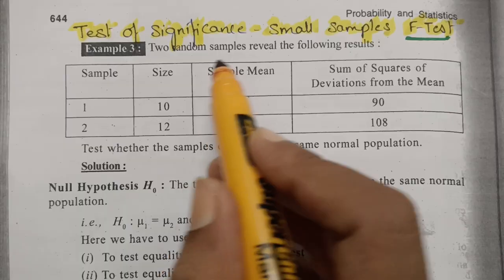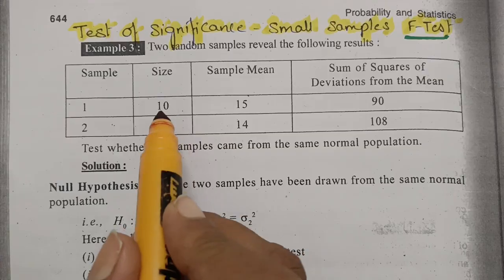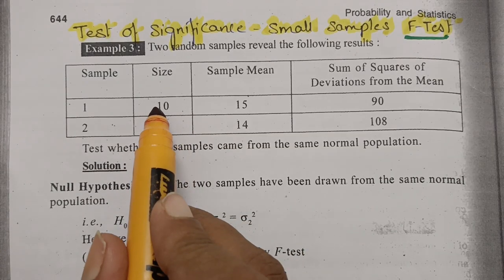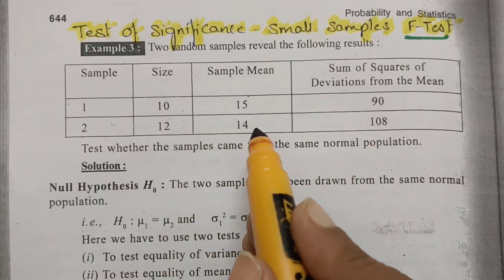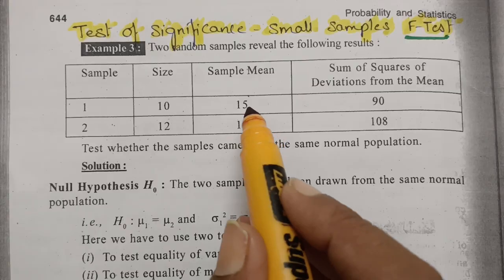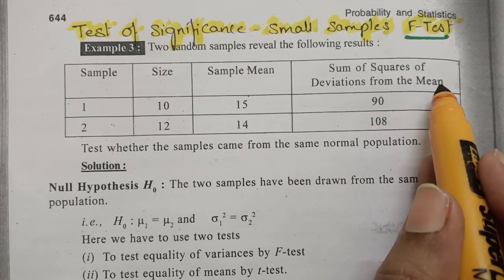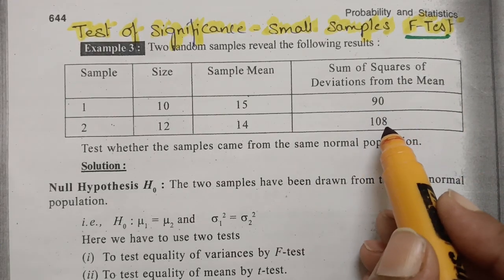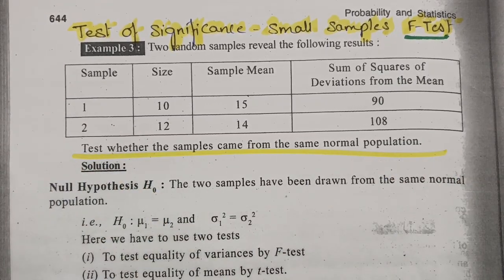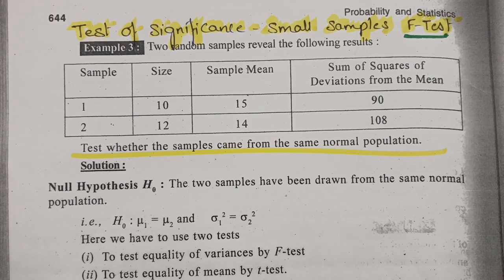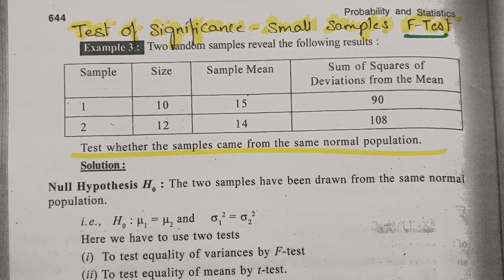Example 3. Two random samples reveal the following results. Sample 1 and sample 2 have sizes 10 and 12, that is n1 is equal to 10 and n2 is equal to 12. Sample means are 15 and 14, that is x1 bar is equal to 15 and x2 bar is equal to 14, and the sums of the squares of the deviations from the means are 90 and 108. Now we have to test whether the samples came from the same normal population. So here is the solution.